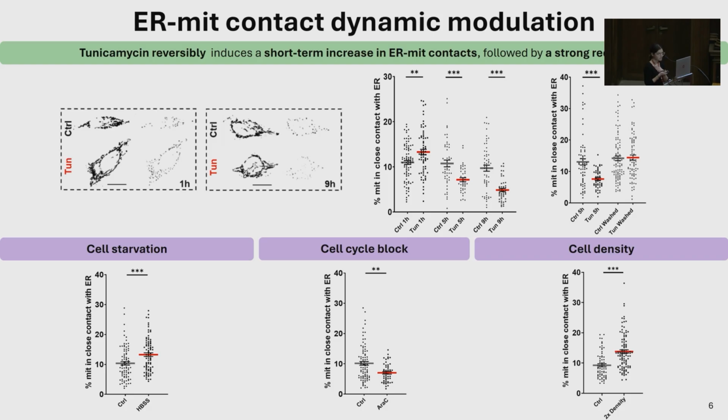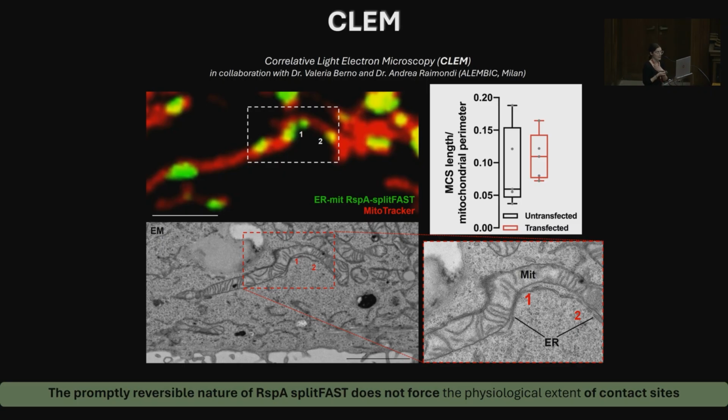We also performed CLEM, which is correlative light electron microscopy, and this further validated our reporter, since, as you can appreciate, the fluorescence comes at the site where the mitochondria and the ER are really close. We also quantified the contact sites by TEM in transfected and untransfected cells without seeing any difference, meaning that the reversible nature of the reporter does not force the physiological extent of the contact sites.